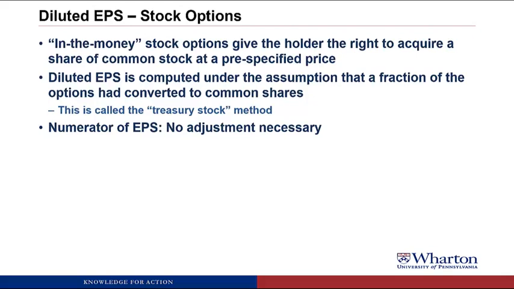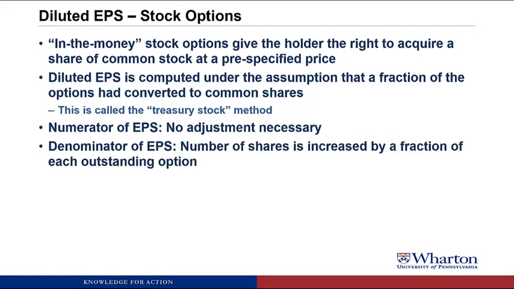So these options were probably granted a long time ago. There was an expense. Now the options are past the vesting period. They're in the money. Whether they're exercised or not has no impact on net income. So we don't have to adjust anything in the numerator.